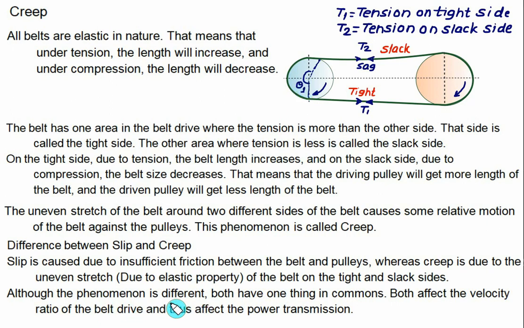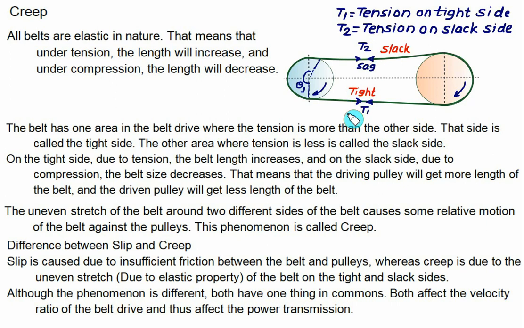Although the phenomena are different, both have one thing in common. Both affect the velocity ratio of the belt drive, and thus affect the power transmission. Basically, slip is due to the gap between the belt and the pulley which is filled with air, and creep is a phenomenon based on the concept of tension and compression. The tight side is taken as tension and the slack side is taken as compression.